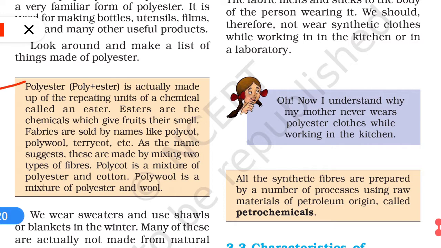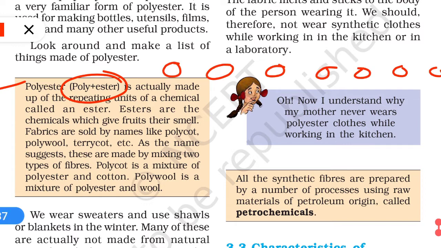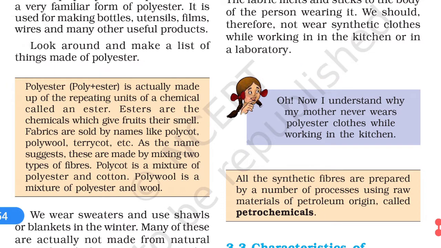Now what is a polyester chemically? Polyester is a term combined from two words, poly plus ester. That means many esters. Okay, so it is a polymer of ester chemicals. Esters are a type of chemicals which give fruit-like smells. So when many ester molecules combine together in a long chain, it makes a polyester. Okay, so what is important is that esters are chemicals that give a fruit-like smell.